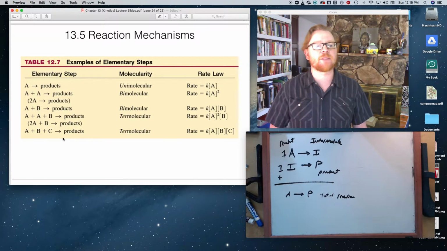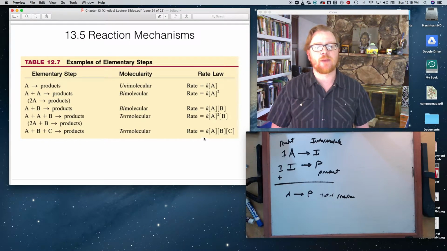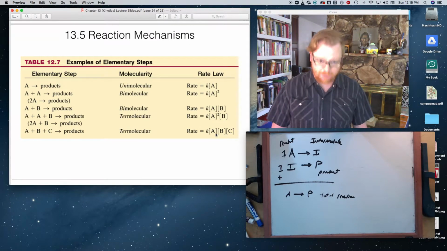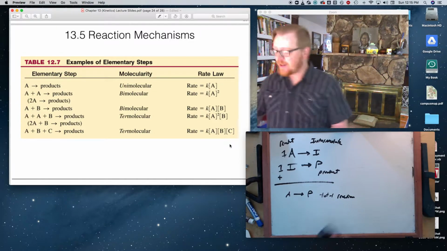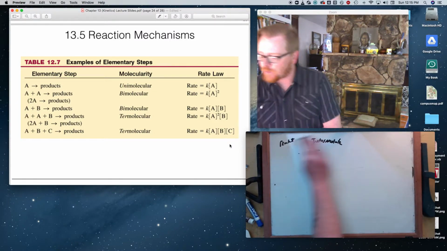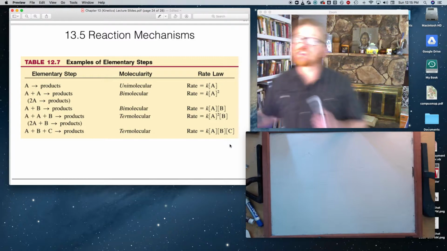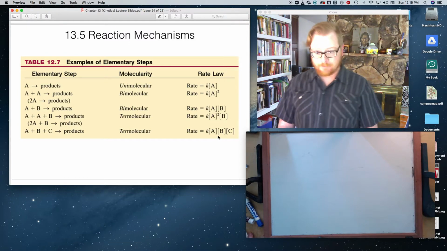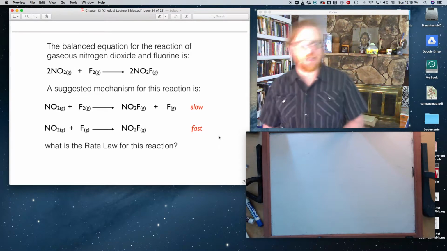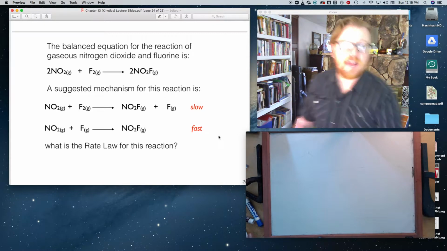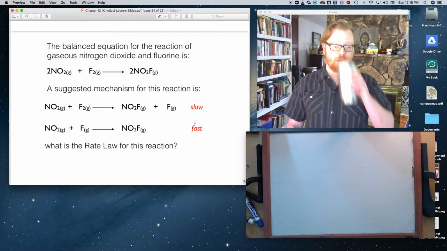Or if it was A plus B plus C, then it would be k times A times B times C. But again, consider these are not the total reactions. These are just for the elementary steps. Okay. So here's an example we can look through. The balanced equation for the reaction of gaseous nitrogen dioxide and fluorine is the following.